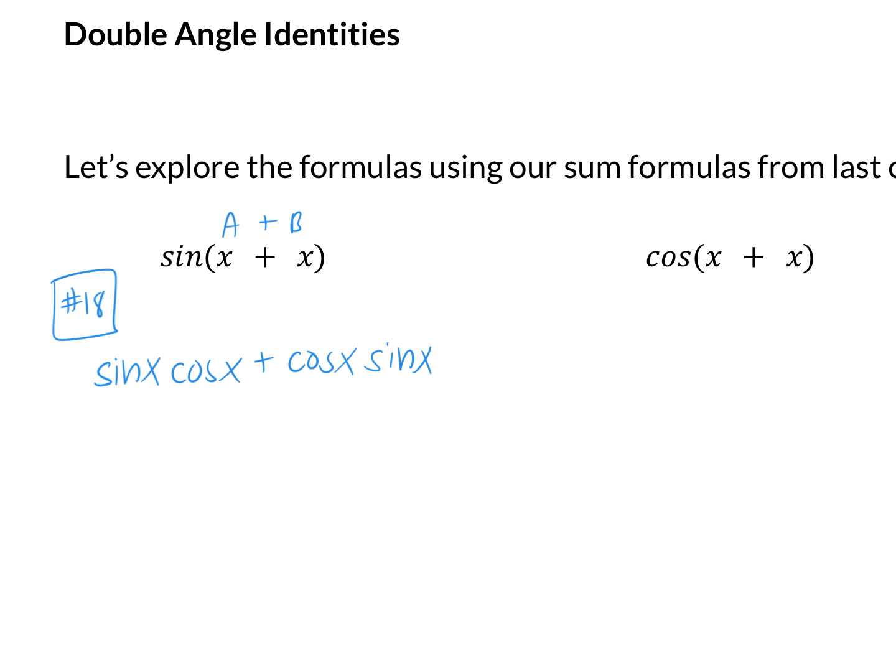So if I add those together, what would I end up with? 2 sine of x cosine of x, or 2 cosine of x sine of x, right? And then if you look on the back side, that is actually your identity number 24, okay? Because this could also be written as sine of 2 times x, right? Hence where the double angle phrase comes from for double angle identities.